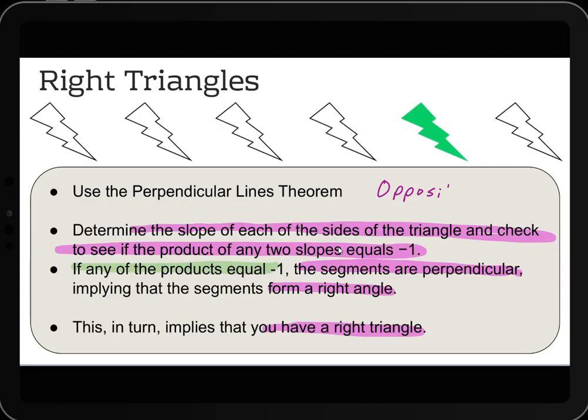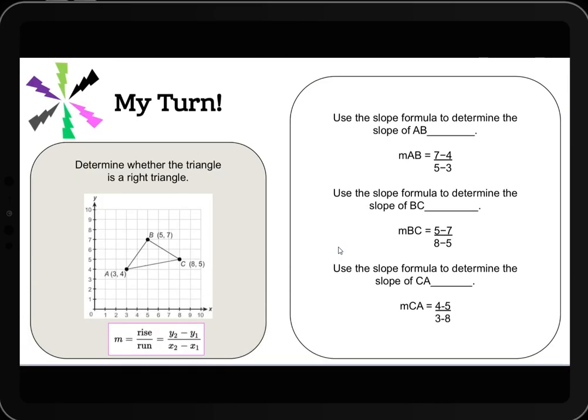So when we talk about opposite reciprocals, we are looking for two slopes that are opposite reciprocals. Can you flip them and change their sign so that they match up? If that happens, you have opposite reciprocals. For this particular example, we're going to determine whether or not that triangle is a right triangle.